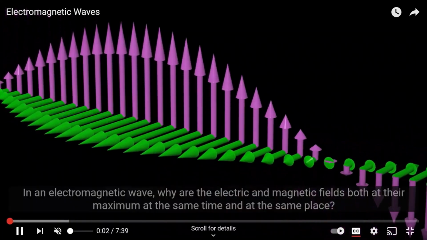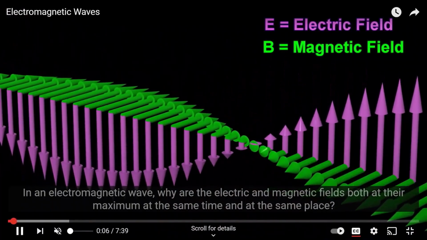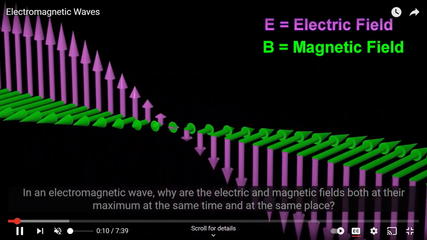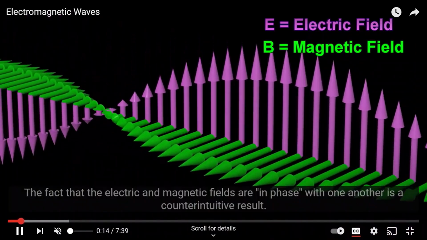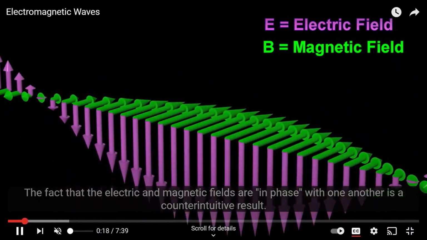Now this is a long video, so we're not going to watch this whole thing. But in this case, the purple is our electric field, and you can see that it's oscillating perpendicular to our magnetic field. If you follow the peak, say, of the electric field, it's moving kind of towards the right on the screen. That's our propagation direction.